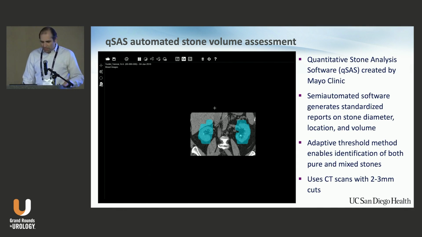This software uses what's called an adaptive threshold method, which essentially just enables it to tease out stones of different Hounsfield units. So whether you have a uric acid stone, it can identify that. If you have a stent next to the stone, it can distinguish the 2 so it won't get confused by the stent. And also finally, and really important, is it can use a 2 to 3 millimeter CT scan, which is a typical scan that we use. Some of the software that's been described in the literature uses 1 millimeter cuts, which is not typically performed at many institutions, and obviously there's a little bit more work involved there.